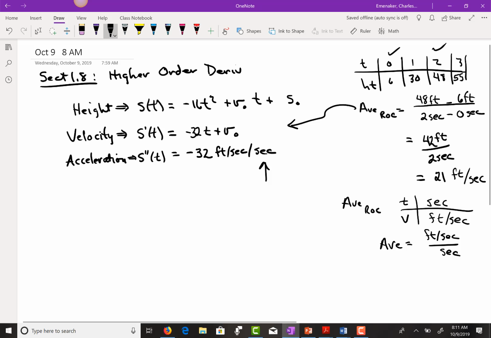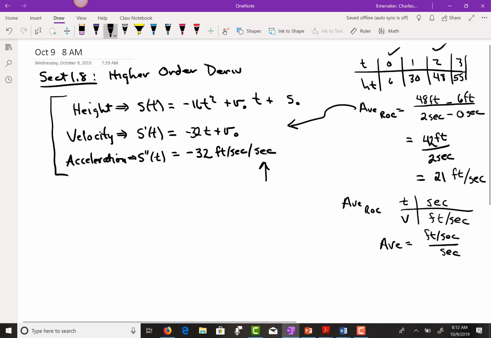Okay? So acceleration is the result of taking a derivative of velocity, and the derivative of height gives you the velocity. A velocity is the result of the derivative of the height. These higher order derivatives are important. They allow us to see what's going on. Now the good news is, in this year's calculus, you're only going to use first and second derivatives. We're not going to go into anything higher than that.